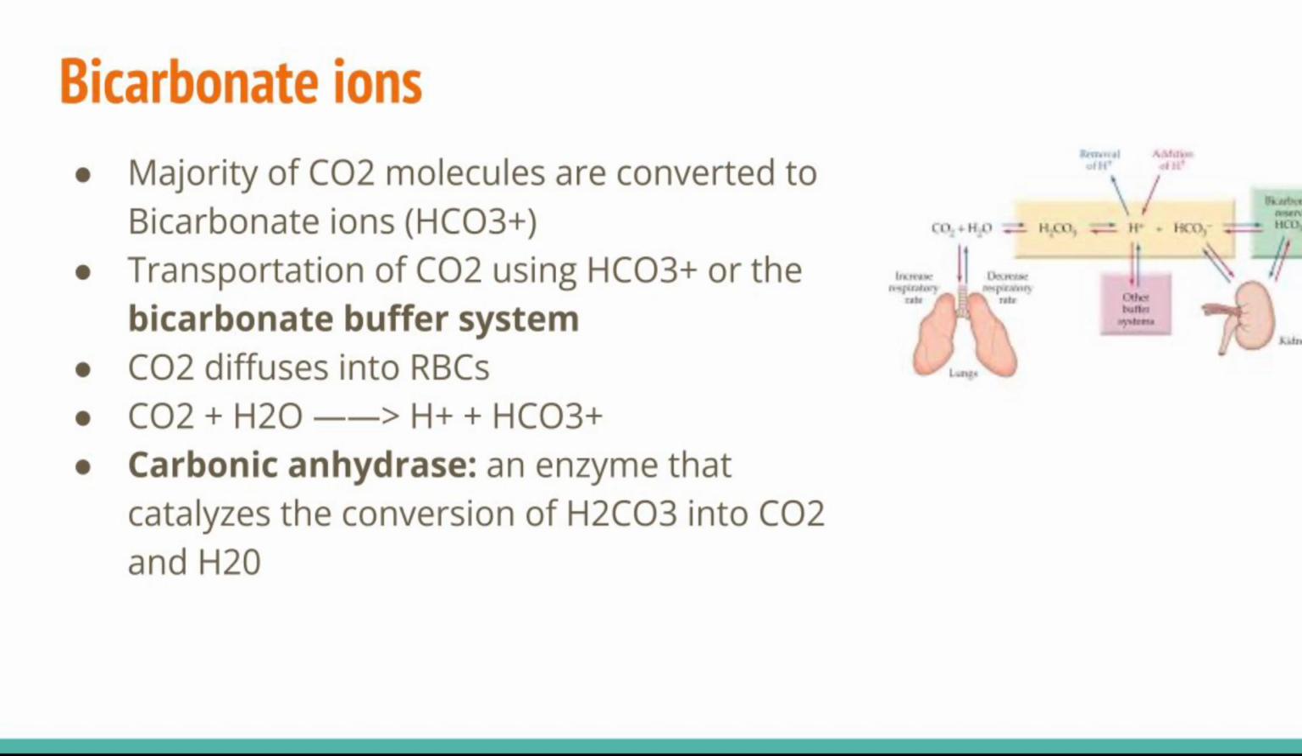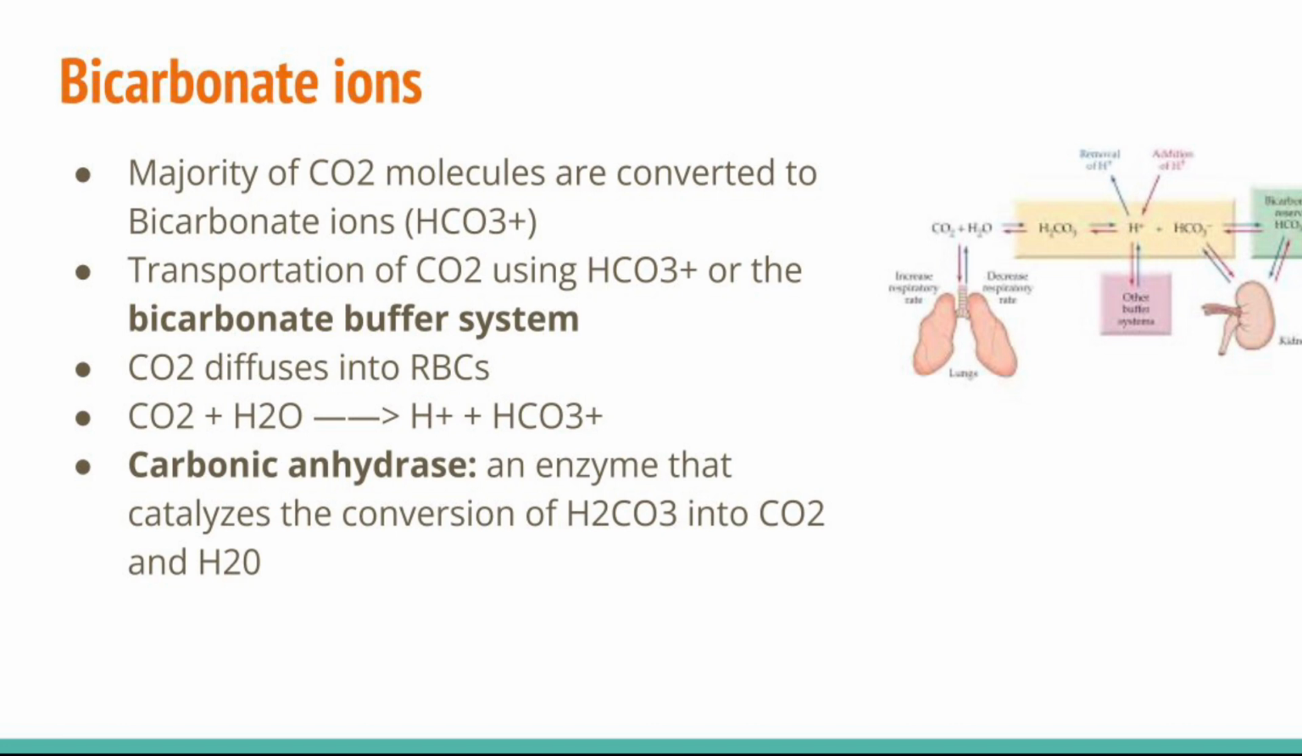Once inside the RBCs, CO2 combines with water, H2O, to form carbonic acid, H2CO3, in the presence of an enzyme called carbonic anhydrase. This reaction occurs rapidly and reversibly. Carbonic acid, H2CO3, then dissociates into bicarbonate ions, HCO3, and hydrogen ions, H+. Bicarbonate ions, HCO3, are negatively charged and can exit the RBCs in exchange for chloride ions, Cl, through a chloride shift mechanism, maintaining electrical neutrality. This allows the bicarbonate ions to enter the bloodstream.